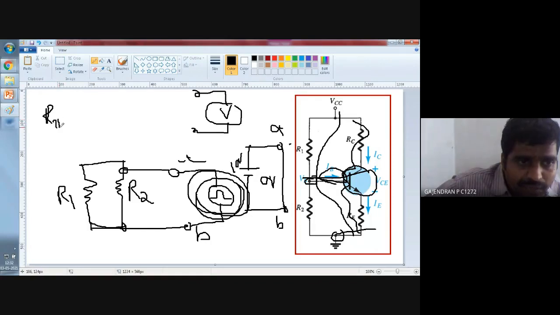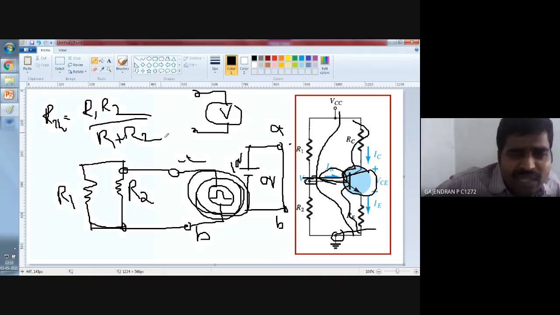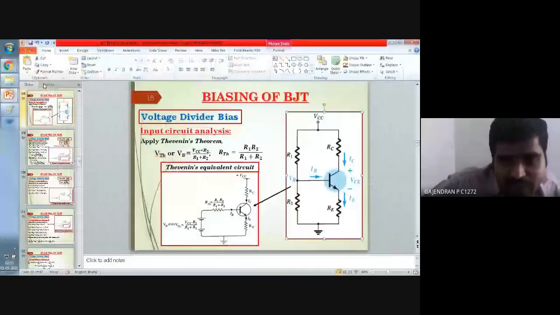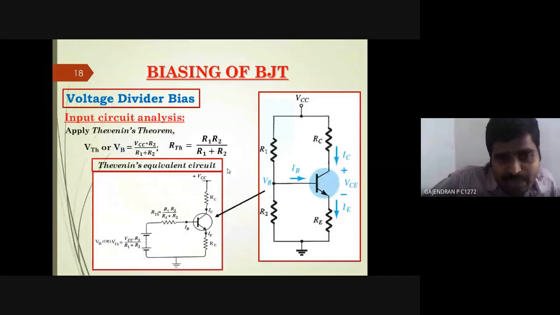RTH is equal to R1 into R2. Am I correct, sir? It's very, very simple to find the Thevenin equivalent circuit, but you need not do much exercise. Do remember how we got this. It is enough if you remember how we found this.